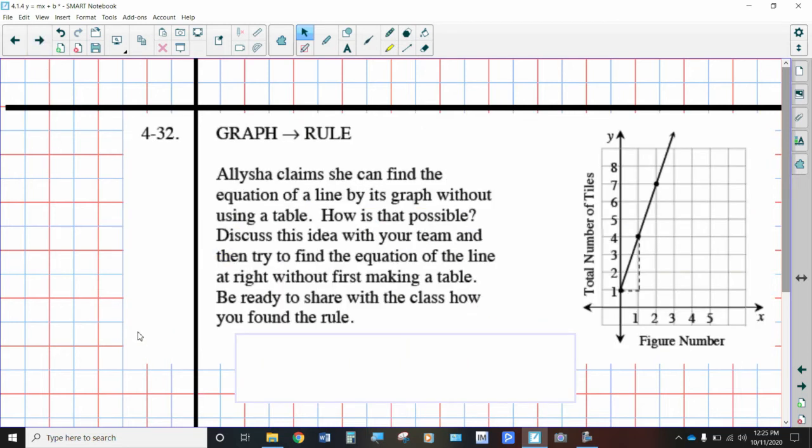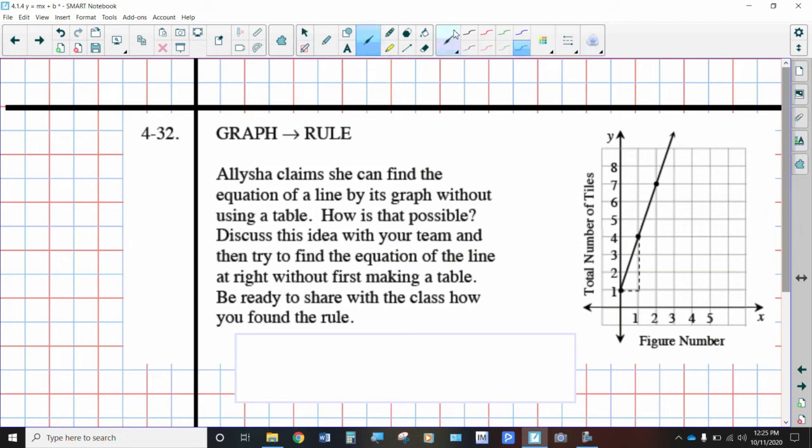All right, so Alicia claims she can find the equation of a line by its graph without using a table. How on earth is this possible? Is she magic? Discuss the idea with your team and then try to find the equation of the line without first making a table. Be ready to share with the class how you found your rule.